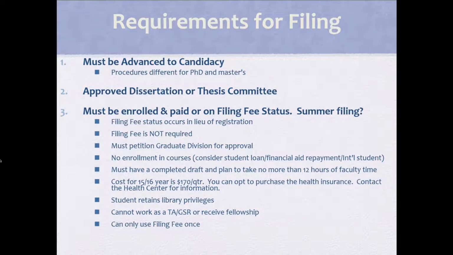Filing fee status occurs in lieu of registration. It is not required, but it is a good option for a lot of students. The application for filing fee status is on the Graduate Division website in the Forms section. When you're on filing fee status, you are not enrolled in any coursework. It's meant to be your last quarter in the program, where you're just finishing up your final defense and your dissertation, basically. The cost for academic year 15-16 is $170, so that is half of the student services fee.